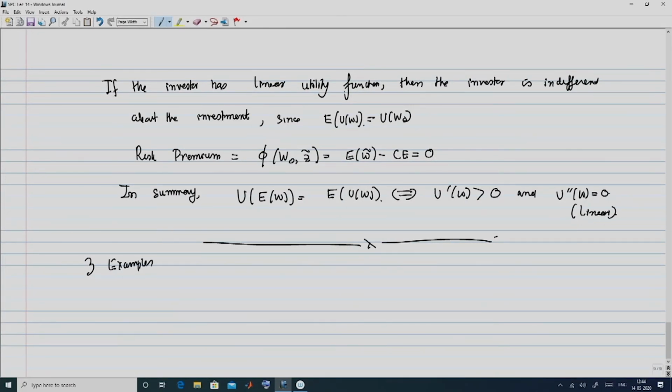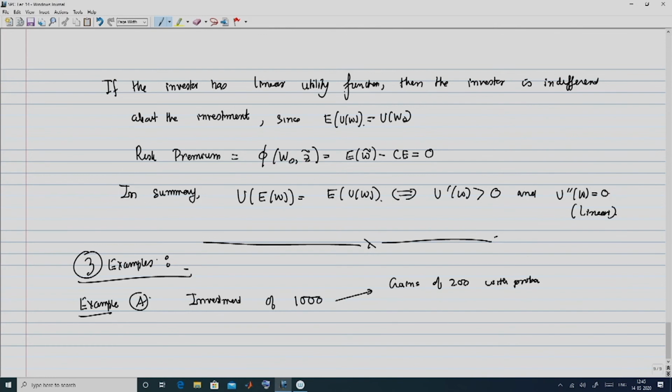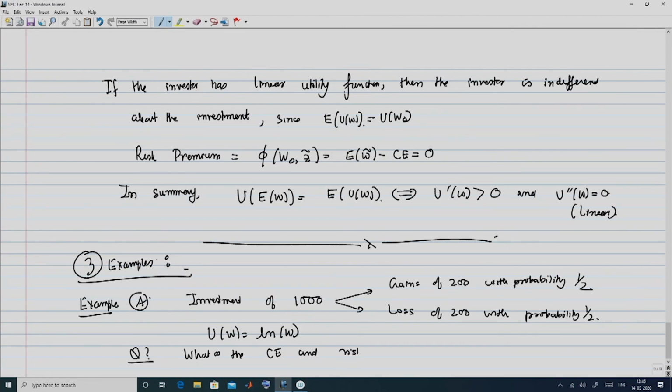All right. So, now we will look at three different examples. Each example pertains to one of the three kinds of risk appetite. So, let us look at example A for the risk neutral investor. You consider an investment of 1000, and this investment is such that you could have a gain of 200 with probability half, and there could be a loss of 200 with probability half. And here suppose the utility function is the log utility. Log utility, as you can see, is a concave function, and the question is what is the CE and what is the risk premium.